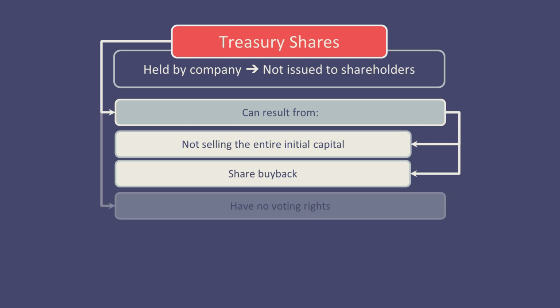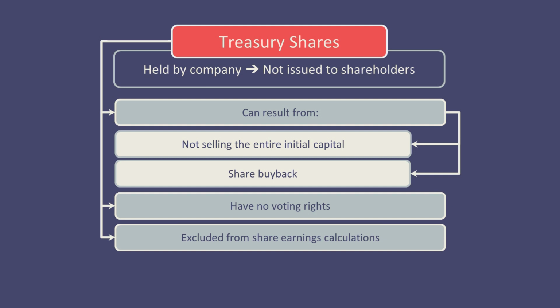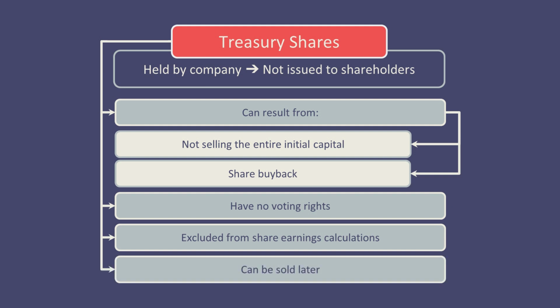Treasury shares have no voting rights and should be excluded from earnings per share calculations. They can be sold by the company to raise extra capital at a later stage. They can also be kept so they can be sold to avoid a hostile takeover.